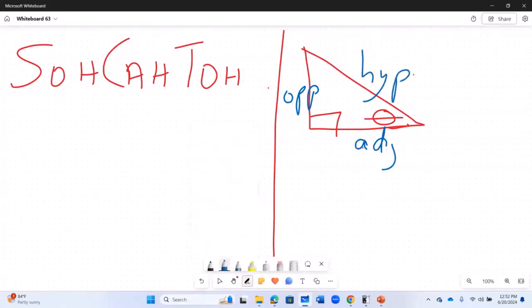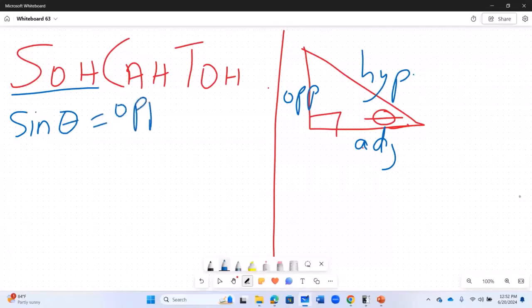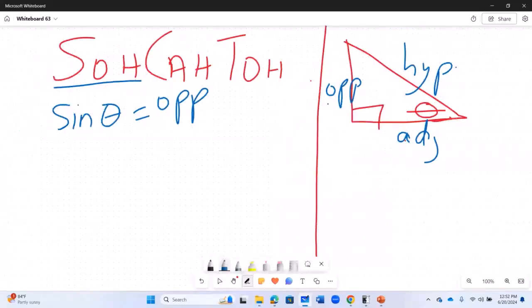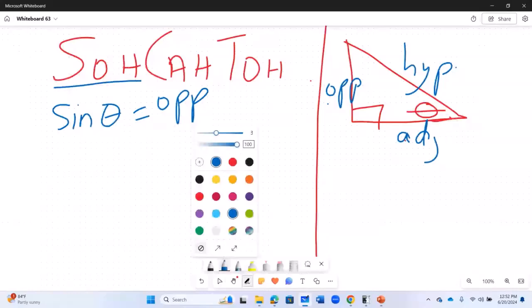All right. Also, very soon we shall be, but what does SOH mean? So means sine. There are 6 trig ratios we need to know. Sine of angle theta is opposite to theta over hypotenuse. Opposite to theta over hypotenuse.